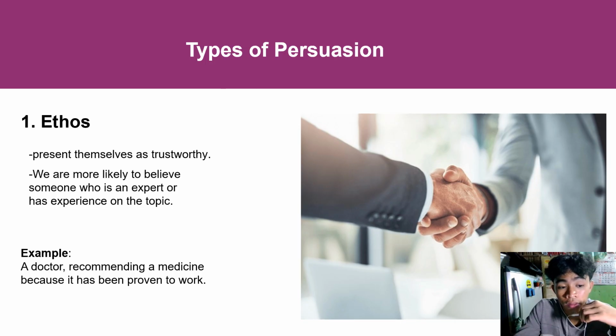First is ethos. It is to present themselves as trustworthy. We are more likely to believe someone who is an expert or has experience on the topic. So, what is ethos? It refers to the credibility or authority of a speaker or writer. A key element in persuading an audience. It's about convincing the audience that the speaker is trustworthy and knowledgeable, making their message more believable. So, here are the examples. The first example is a doctor recommending a medicine because it has been proven to work.